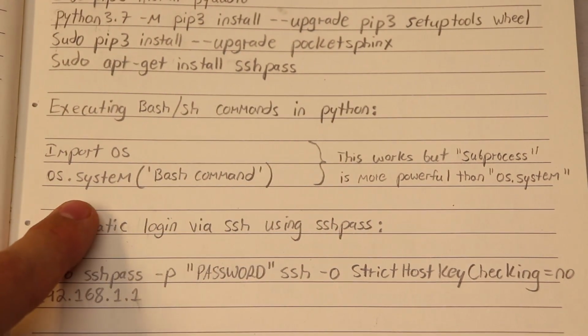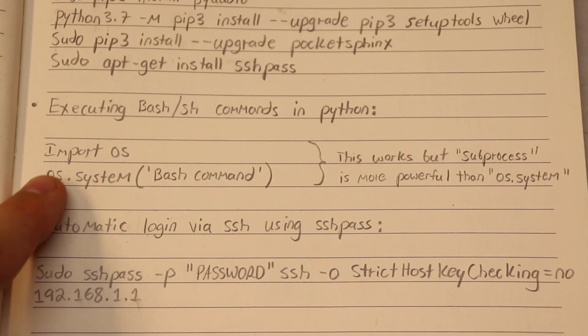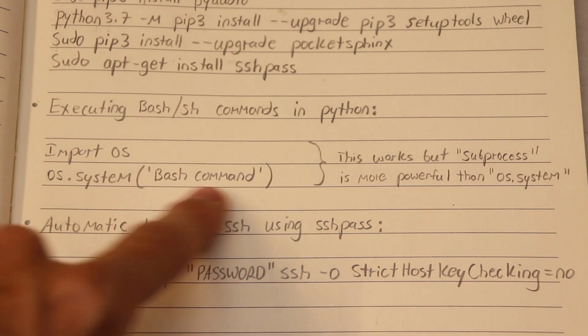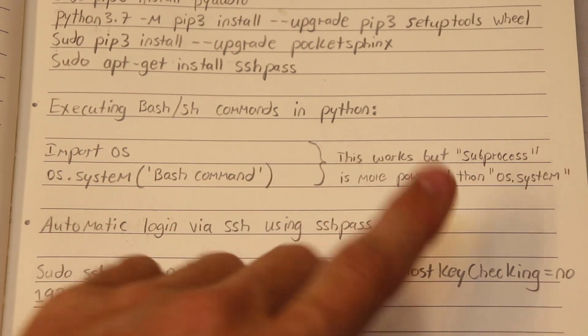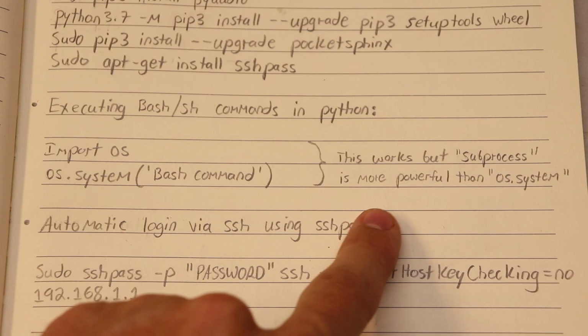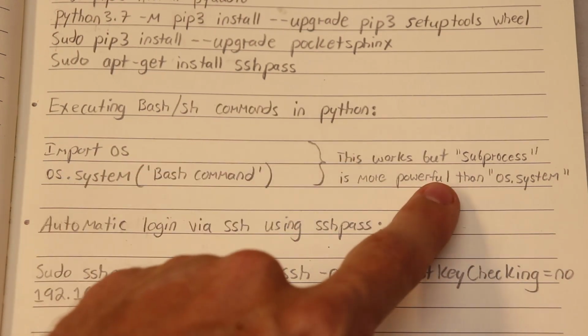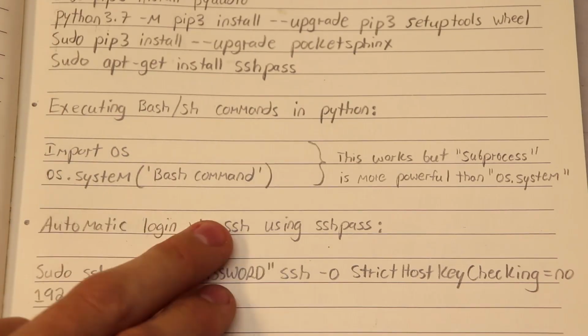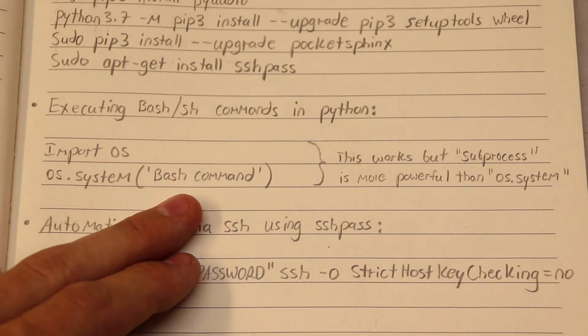Now, this is one quick and dirty way of doing it. You import OS and then use os.system and just put in your bash command here. Now this works, but subprocess is obviously more powerful and should be used more often, but I'm just using it this way. It's quick and dirty and it's functional, so it doesn't pose any problems to me.